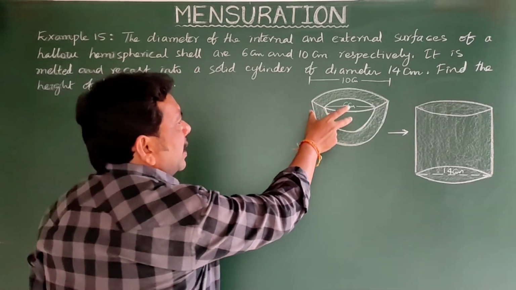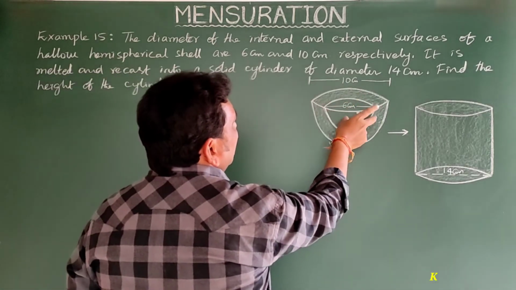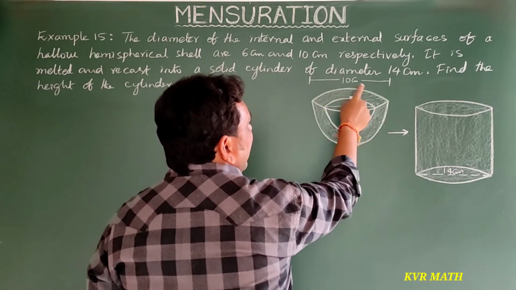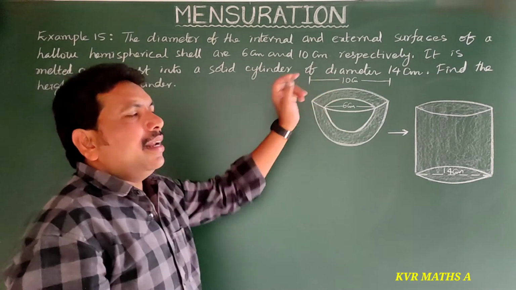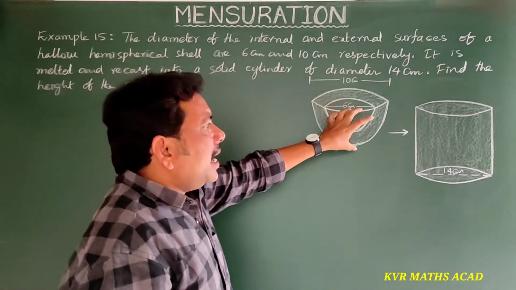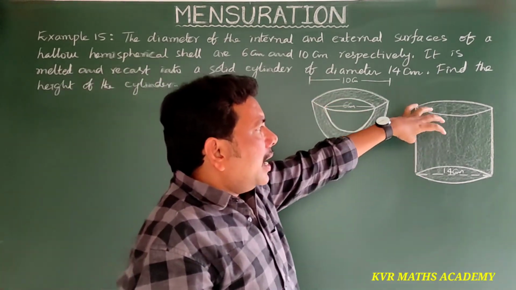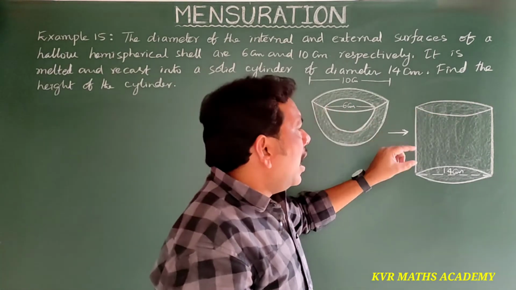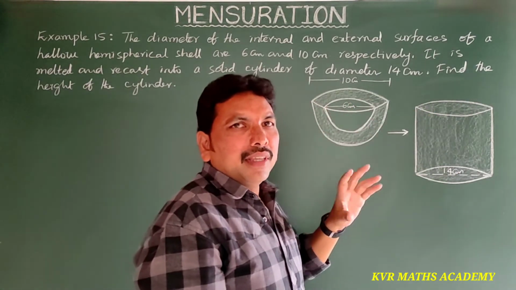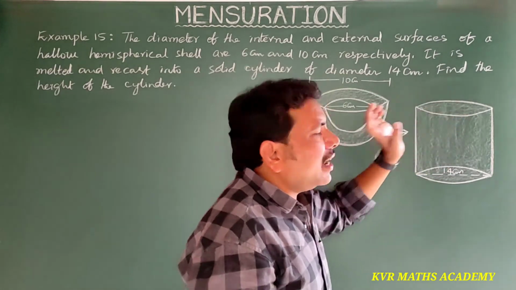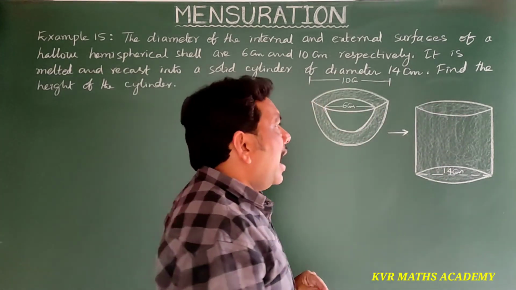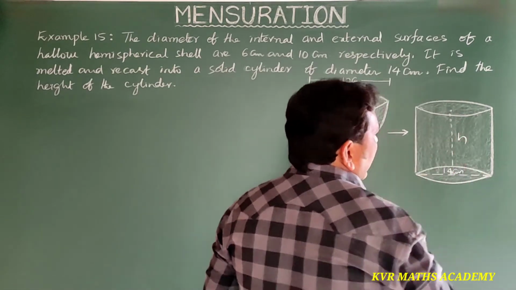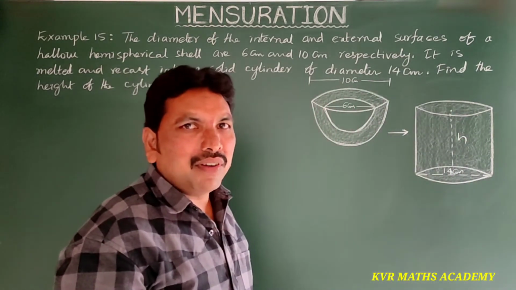So a hemispherical shell is there. The internal diameter is 6 centimeters and the external diameter is 10 centimeters. It is melted and recast into a solid cylinder of diameter 14 centimeters. Then what is the height of the cylinder? We have to find the height of the cylinder. So let the height of the cylinder be h. Okay, let us find.